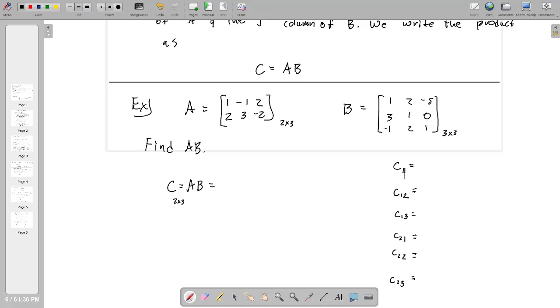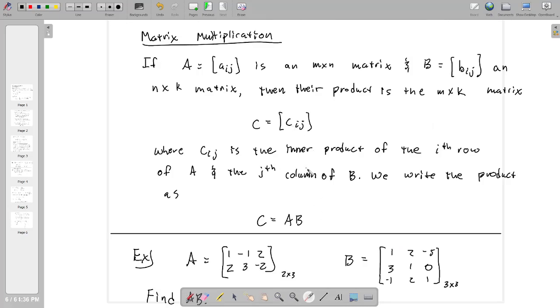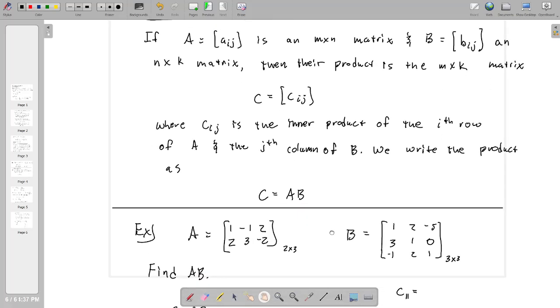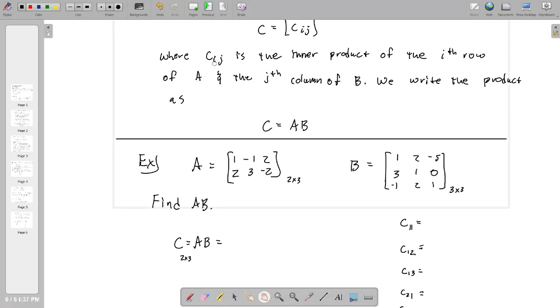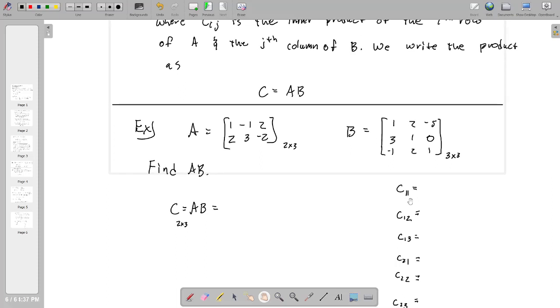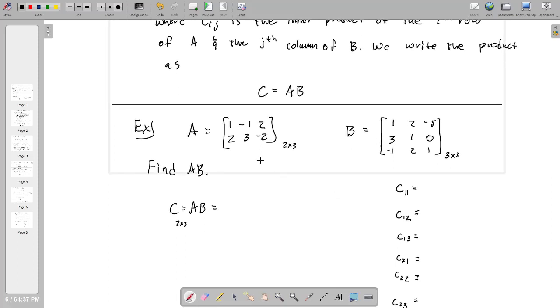Let's figure out what C11 is. Remember, Cij is the inner product of the ith row of A and the jth column of B in this multiplication, AB. So we take the ith row of the first one, multiply it by the jth column of B. Here, our first subscript is 1 and our second subscript is 1. So we're taking the first row of A, 1, negative 1, and 2, and multiplying it by the first column of B, 1, 3, negative 1.